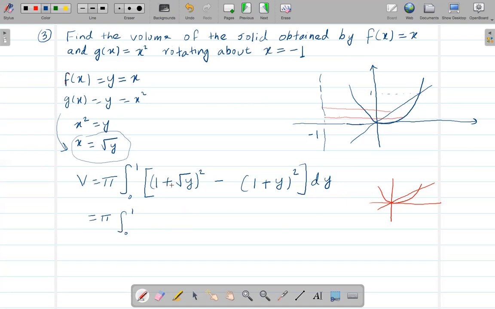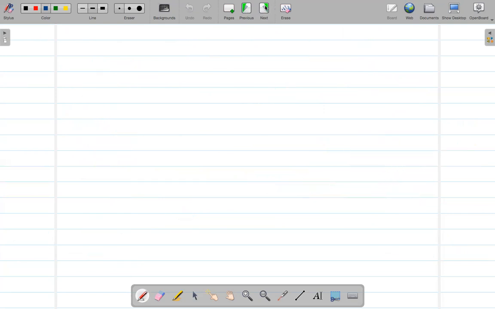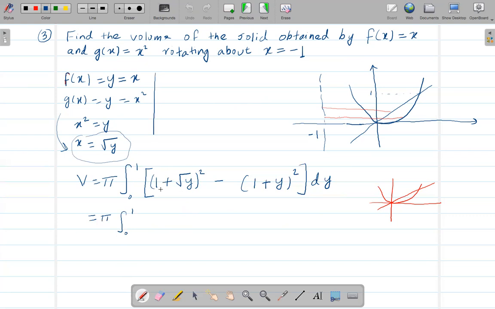Now, again, it's basically algebra for this, okay? So if you expand this, a plus b squared, which I said in the last slide, is this formula. If I use that formula, this will be 1 plus 2 square root of y plus square root of y squared, which will be just y, minus, and we need this parenthesis because we'll be distributing this minus to all of these terms here. So 1 plus 2y plus y squared, and we need to take the integration in terms of y, right?